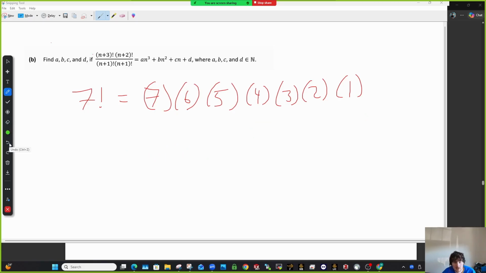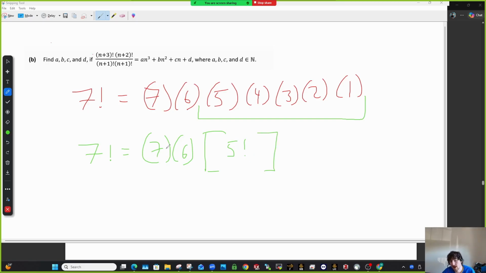You could also do it this way. You could say, right, what's this? That's 5 factorial. So you could write 7 factorial, if you wanted, as a 7 times a 6, all multiplied by a 5 factorial, right? So you have this option. You can hand multiply certain parts and then just say factorial for the rest. Now this is what's interesting up here. You could take something like n plus 3 factorial, right?